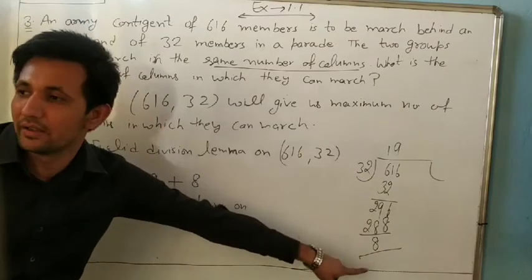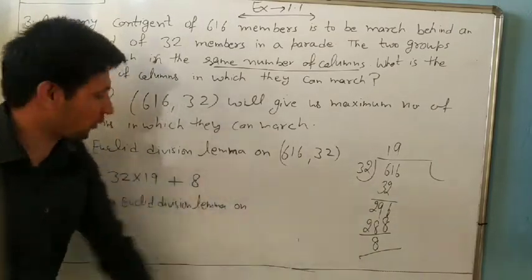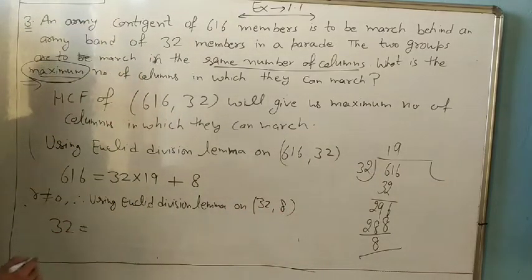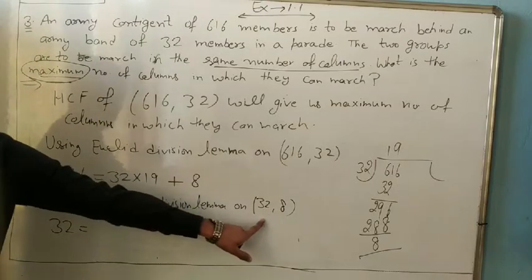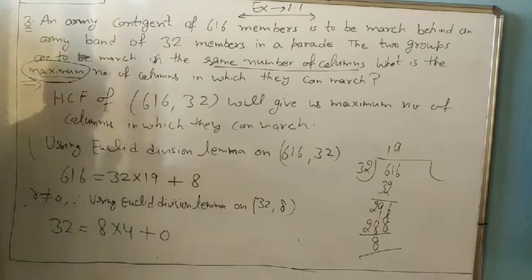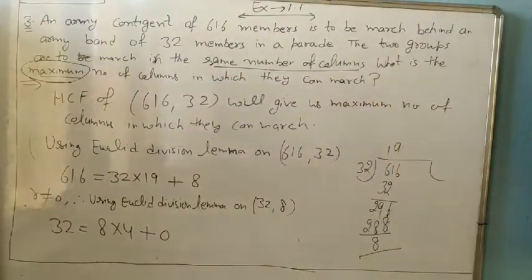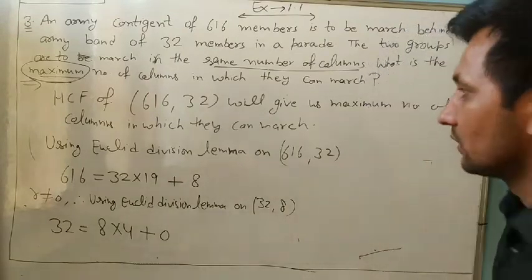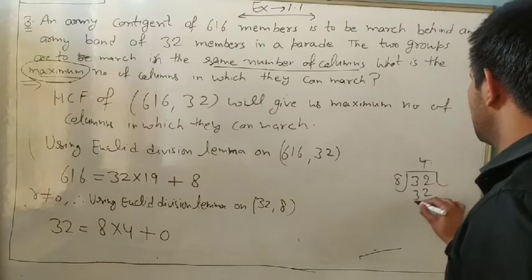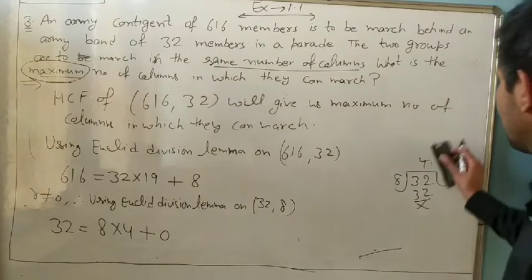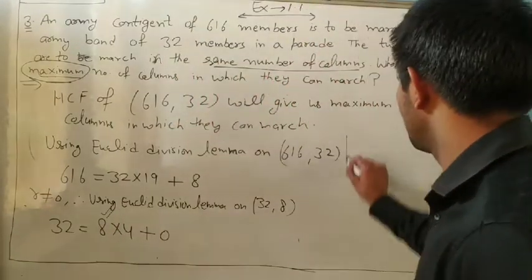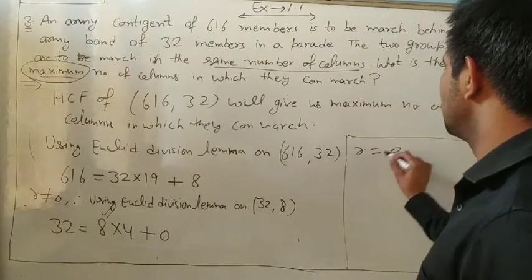On 32 and 8. Remainder and divisor, 8 and 32. What can you write? Yes, 8 is dividing 32 completely. So 32 equals 8 into 4 plus 0. Understand or not? So you will divide 32 by 8. 8 fours are 32, it is 0. So remainder is 0. If remainder is 0, it means the divisor is HCF. Right? R equals 0.